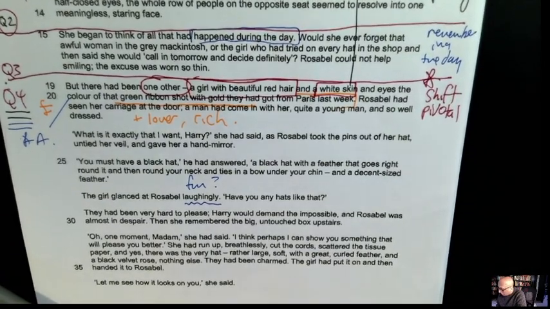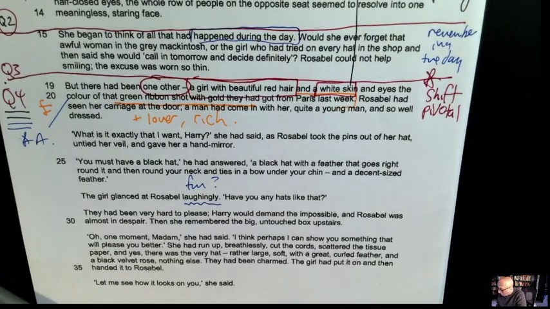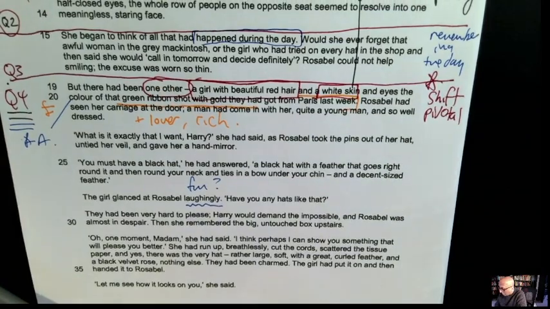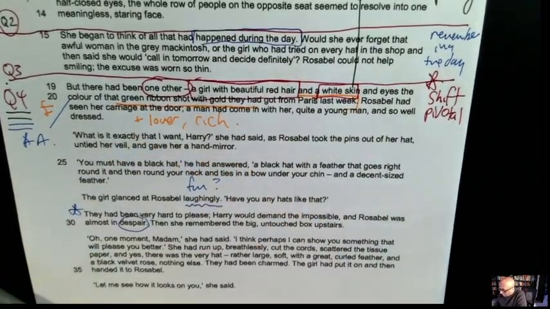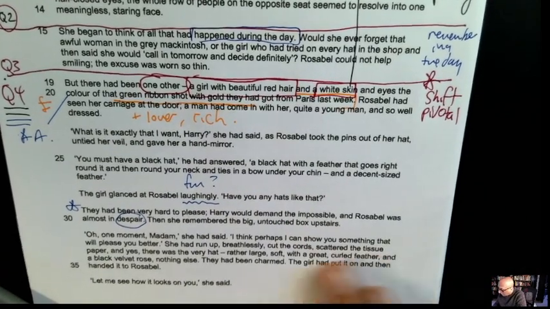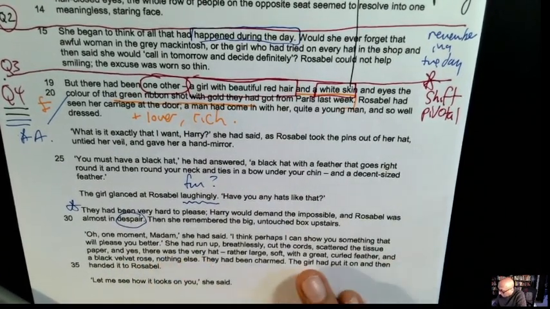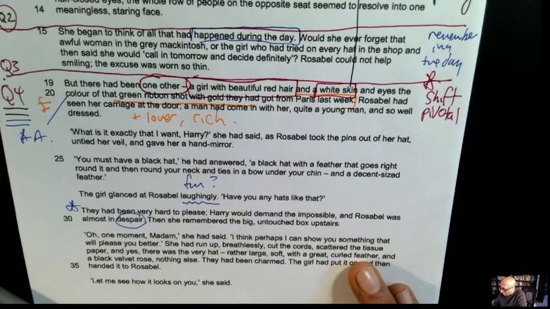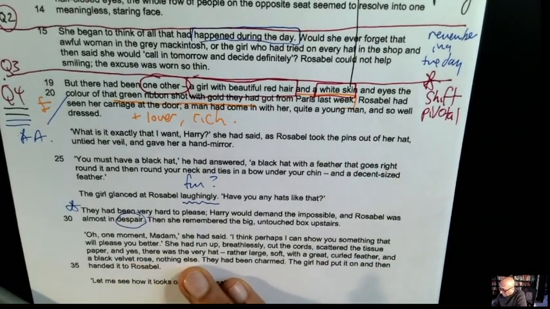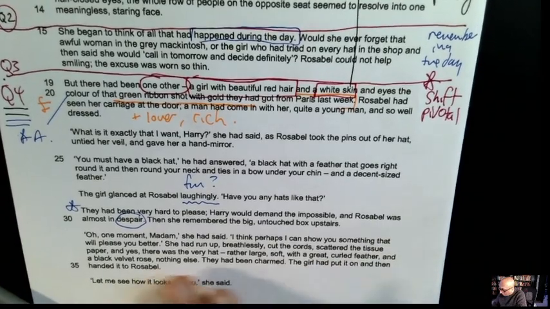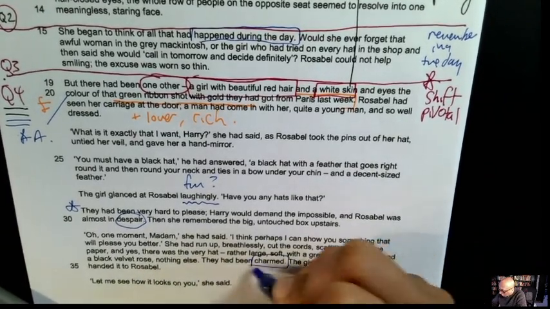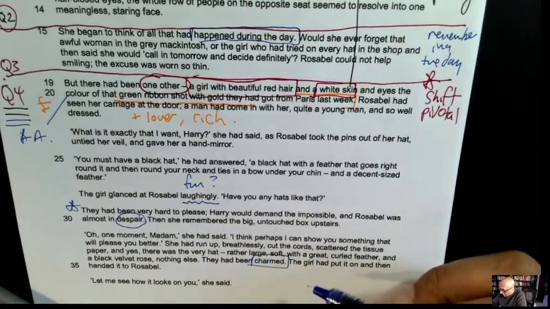They'd been very hard to please. Harry would demand the impossible. Rosabel was almost in despair. And then she remembered the big untouched box upstairs. "One moment. I think I can show you something that will please you better." Breathlessly, she cut the cords, scattered the tissue paper. Yes, there was the very hat. Great curled feather, black velvet rose, nothing else. They had been charmed. The girl had put it on and then handed it to Rosabel.